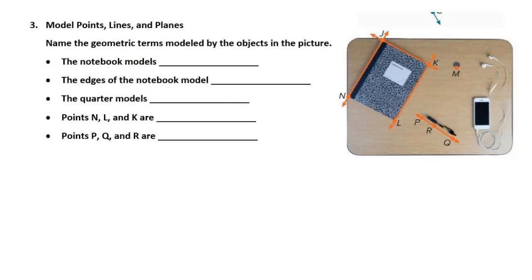and practice looking at some real-world objects and what these objects would be modeling, what geometric figure these objects are modeling. So the first one that we're going to look at here is the notebook. And when I want to know what geometric object is it modeling, I'm looking for a point, a line, or a plane. That notebook is a flat surface, right? So would that best model a point, a line, or a plane if it's a flat surface? A plane, yes.